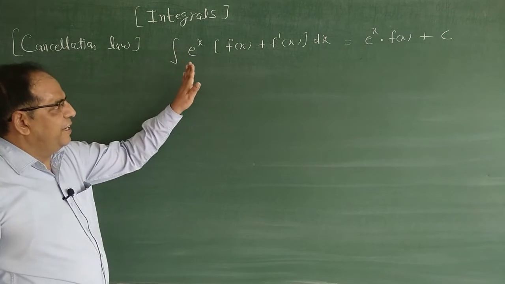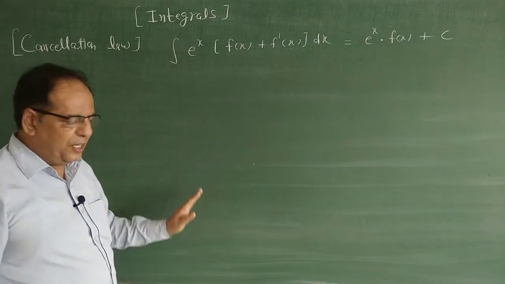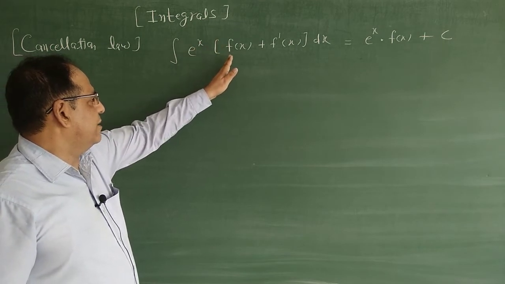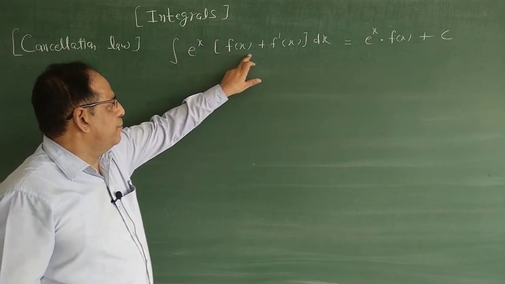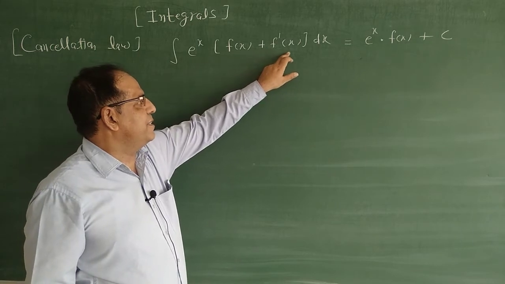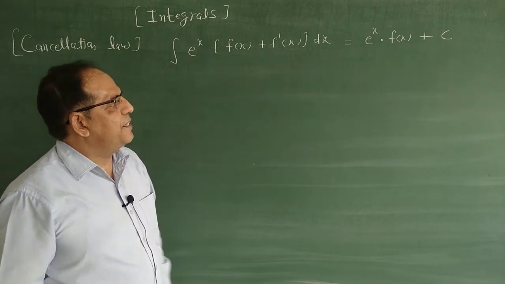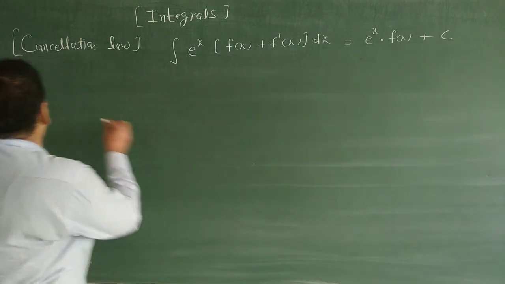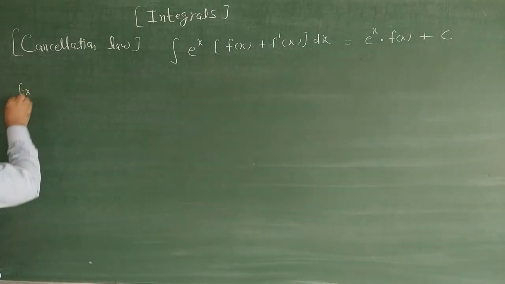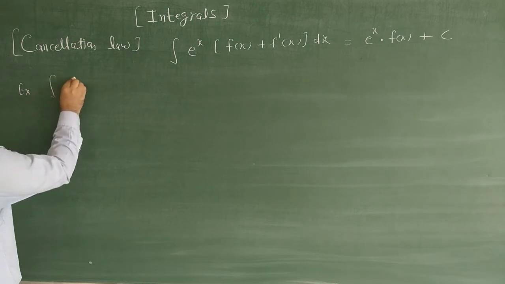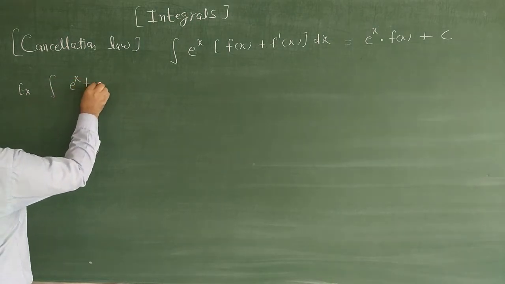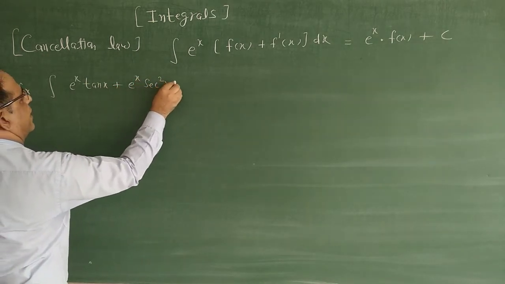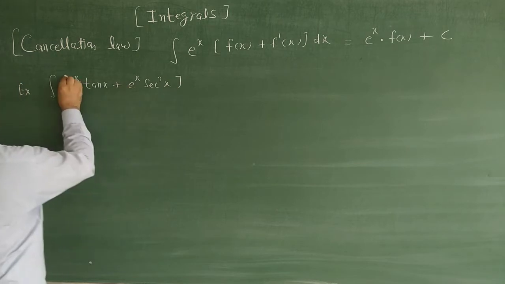If any integration is given in the form of e to the power x multiplied by a bracket containing a function plus the derivative of the function, then we can write it as e to the power x times f(x) plus c. For example, the integral of e to the power x tan x plus e to the power x sec square x dx.